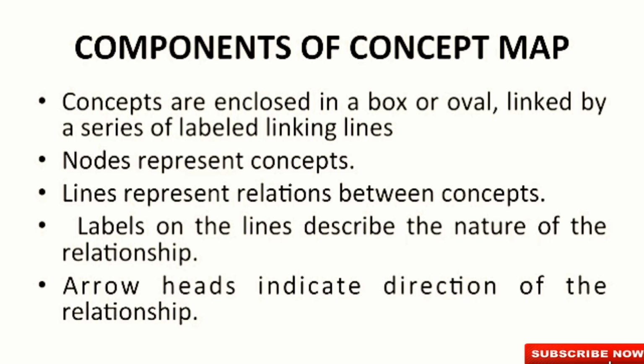The components of a concept map are the oval or circular boxes, which are arranged in a series and linked with lines. These boxes are the nodes of the concept map. Lines represent the relationship between these nodes or concepts. Labels on the lines describe the nature of the relationship between these concepts. Arrowheads indicate the direction of the relationship in which we have to proceed.